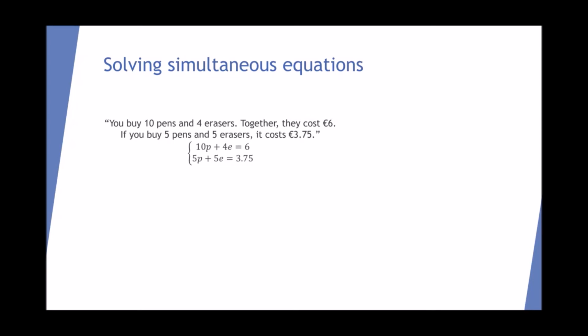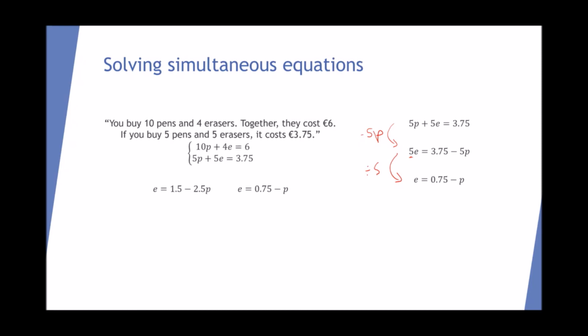So what we're going to do is rearrange both of them. The first one is the same as in the previous slide, so we already know that it's e equals 1.5 minus 2.5p. We still have to rearrange the second one, and we have to rearrange it to the same variable, so it still has to be e equals. Meaning we're going to get rid of this 5p by doing minus 5p. And then we get rid of the 5 by dividing by 5, and we get that e equals 0.75 minus p.